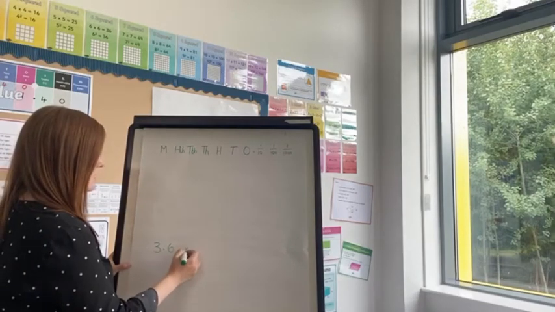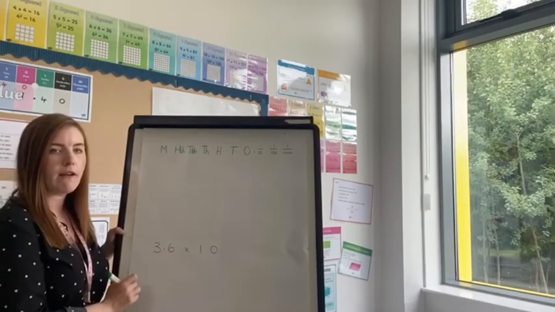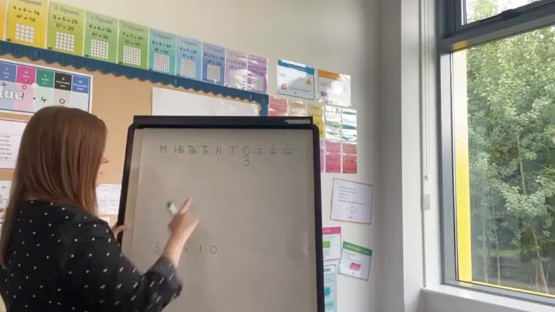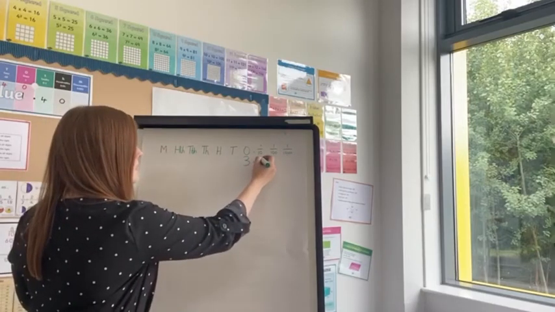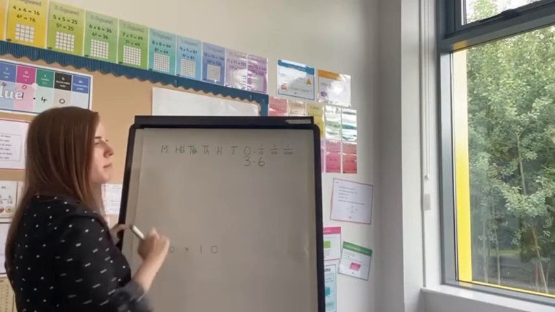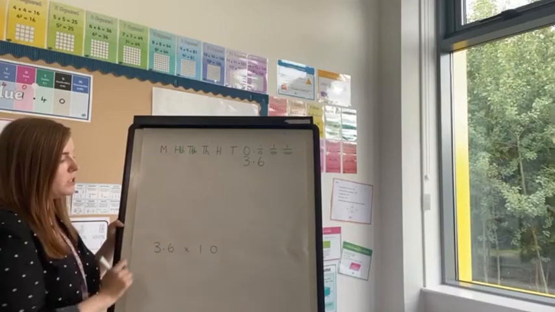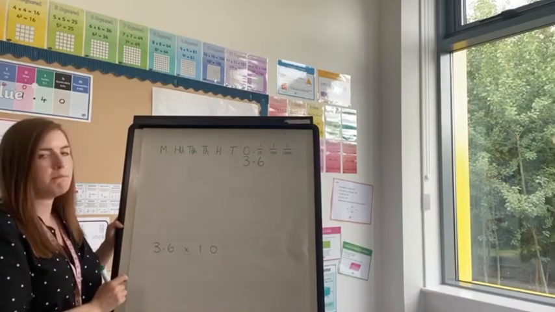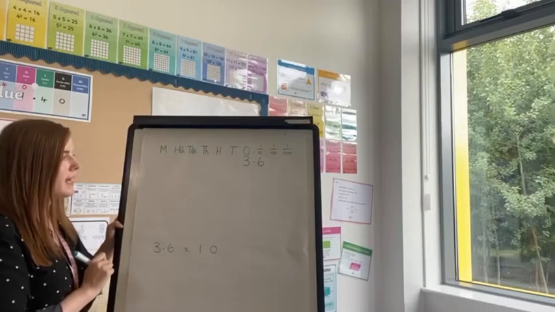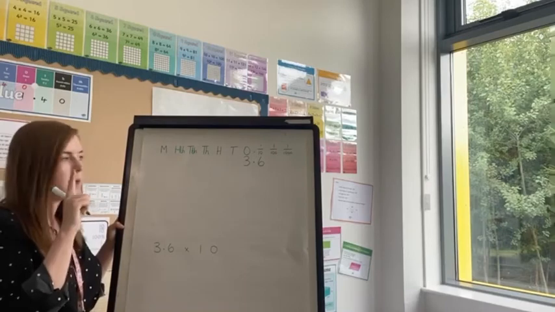Let's have a look at a trickier question. 3.6 times 10. I'm going to put my 3.6 in the correct place on my grid. My 3 goes in my ones column, I've got 3 ones, and my 6 goes in my tenths column, I have 6 tenths. My decimal point never moves, it stays in the same place. I am multiplying by 10. Because I am multiplying, I am moving all my digits to the left because they are getting bigger. Because I'm multiplying by 10, I'm going to move each digit 1 place.